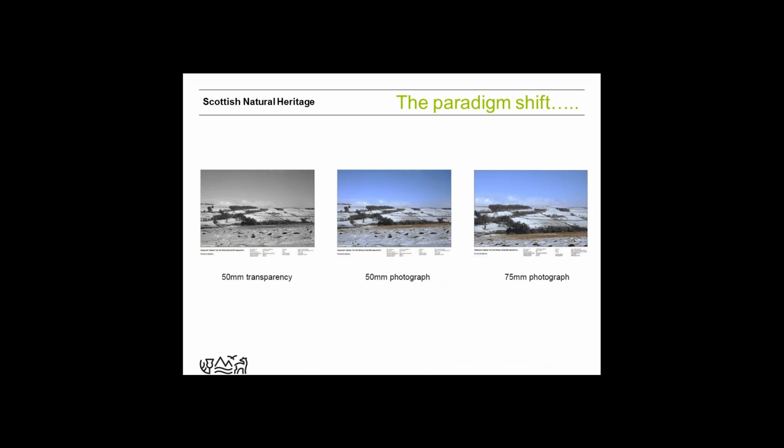So to summarize that, here's the paradigm shift. So the transparency is the left-hand side of this slide. There's a 50mm photograph, and there's a 75mm photograph, which is cropped out of 50mm on the right-hand side. And as I say, there was a very strong consensus between all of the people that we took to those viewpoints that the 75mm equivalent images provided the best representation of reality at the viewpoints. There were some minor variations on that, but by and large the consensus at the end of the testing process was very, very clear.